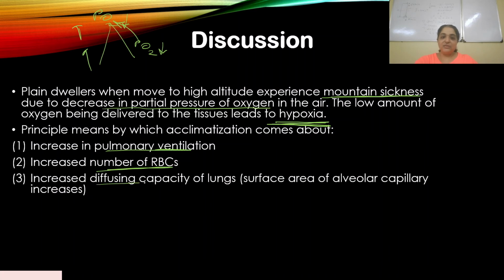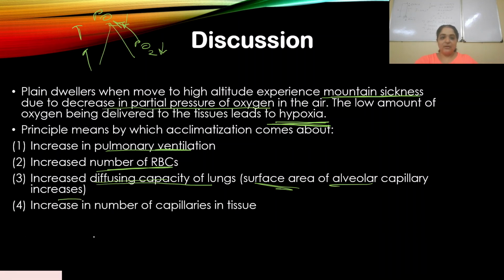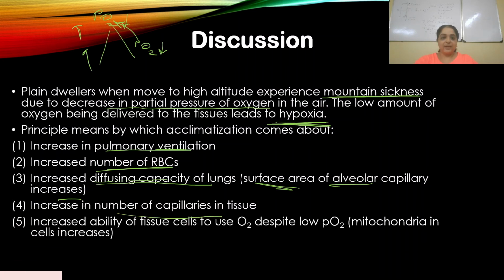There's increased diffusing capacity of the lungs, that means the surface area of the alveolar capillary increases. And there's an increase in the number of capillaries in the tissues. And lastly, increased ability of tissue cells to use O2 despite low PO2. That means your tissue cells also adapt to the low PO2, and the mitochondria in the cells increase. These 5 changes occur. So according to your question, it was breathing rate and increased number of RBCs.